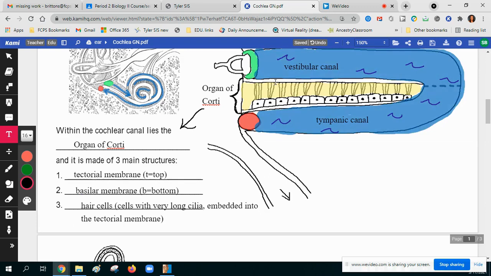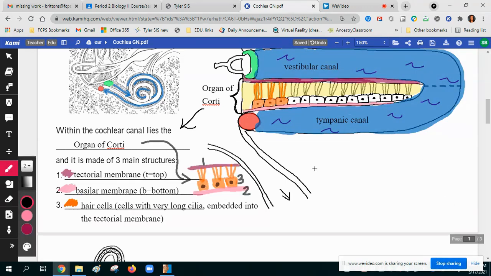Okay, now for some colors. Okay, so I've done quite a bit of coloring. My tectorial membrane I did in this darker purple. Remember, that's the membrane that's on the top of this organ of Corti. Basilar membrane on the bottom is a lighter pink, so that's going to be here. And then the hair cells are stretched between those two, and I did a few of them in orange.